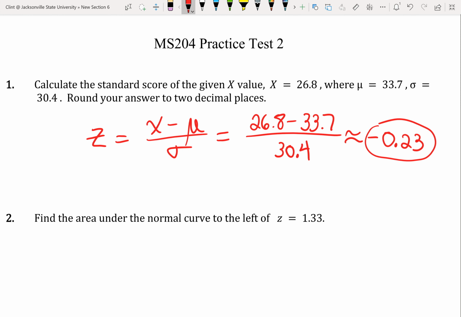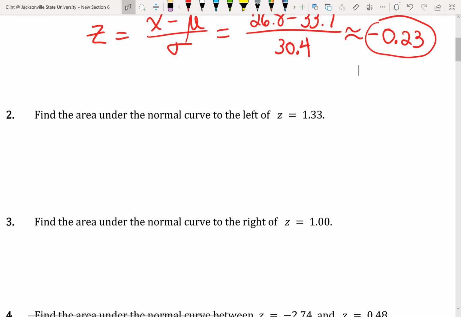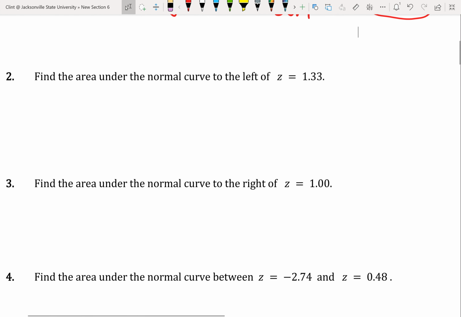Okay. Just using the standard score formula. Again, I will give you a formula sheet and tables on this test, so you don't have to worry about remembering those. Okay, number 2 says find the area under the normal curve to the left of 1.33.